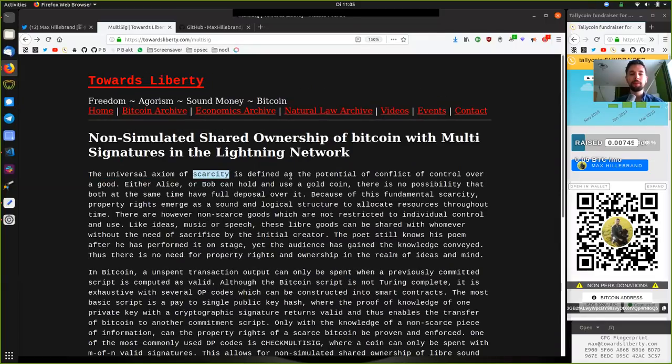The universal axiom of scarcity is defined as the potential of conflict of control over a good. Either Alice or Bob can hold and use a gold coin. There is no possibility that both at the same time have full disposal over it. Because of this fundamental scarcity, property rights emerge as a sound and logical structure to allocate resources throughout time. There are, however, non-scarce goods, which are not restricted to individual control and use. Like ideas, music, or speech, these libre goods can be shared with whomever without the need of sacrifice by the initial creator. The poet still knows his poem after he has performed it on stage, yet the audience has gained the knowledge conveyed. Thus, there is no need for property rights and ownership in the realm of ideas and mind.